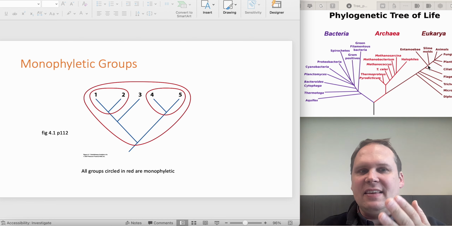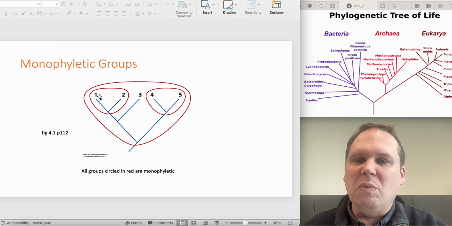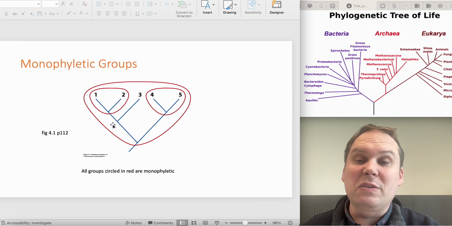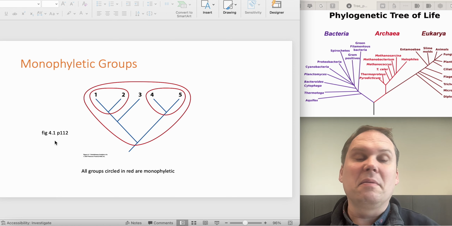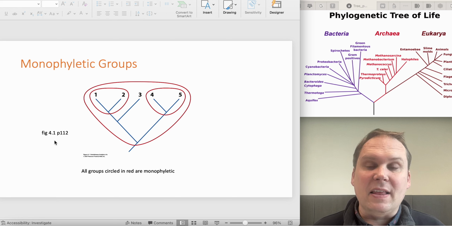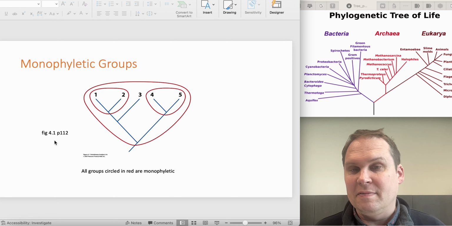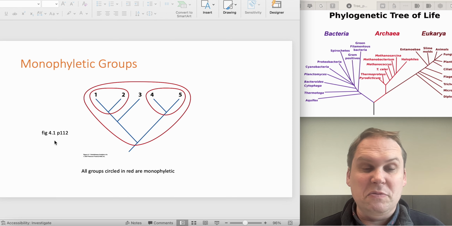Okay. Example in a picture, just because it's nice to have a picture. So 1 and 2 would be monophyletic. 1, 2, and 3, you could draw a circle around that. That's monophyletic. 4 and 5, monophyletic. The whole thing, monophyletic. What would be an example of a paraphyletic grouping? You say like 2 and 3? Yeah. 3 and 4? Sure.